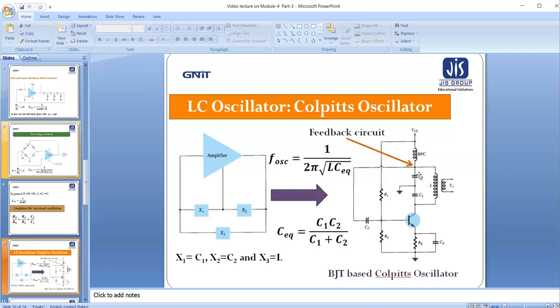And here, as C1 and C2 are in series, we know the equivalent capacitance will be C1 C2 by C1 plus C2. That means 1 by C equivalent equals 1 by C1 plus 1 by C2. And the frequency of oscillation of any tank circuit, we know, is 1 by 2 pi root over LC. So it will be 1 by 2 pi root over L C equivalent.